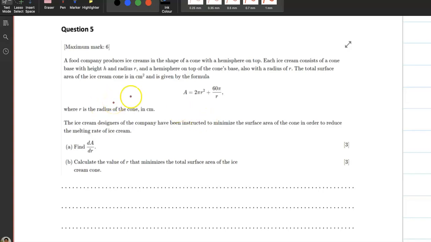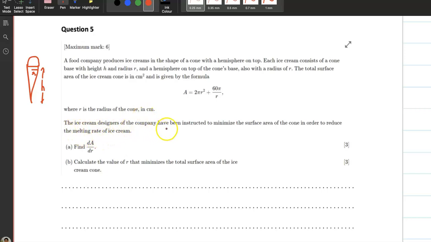A food company produces ice cream in the shape of a cone with a hemisphere on top. The ice cream consists of a cone of height h and radius r. The total surface area is given by A is equal to 2 pi r square plus 60 pi upon r, where r is the radius in centimeters.